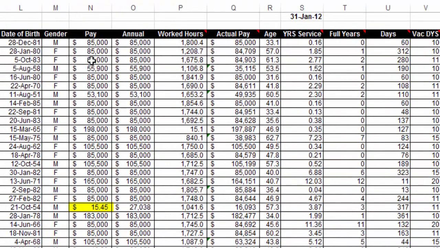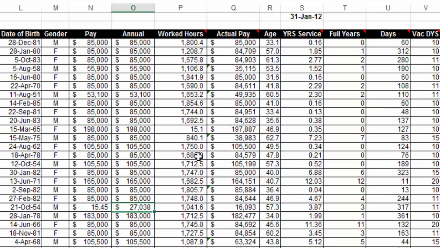Now, the pay is represented in 2 ways. One is hourly, which is a wage. One is salary, which is annual. And in the actual annual column, we've converted them to reflect the annual amount. So, for example, $15.45 is equal to $27,000 per annum. This is the number of hours actually worked. This is the actual pay.